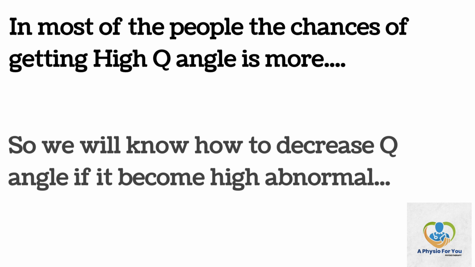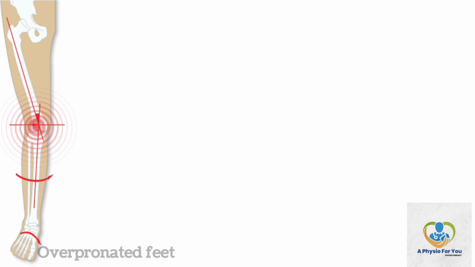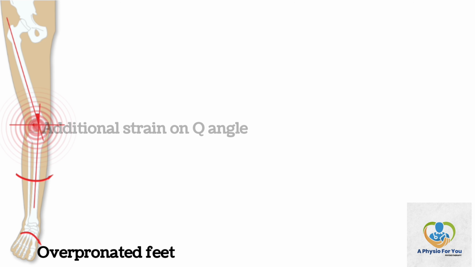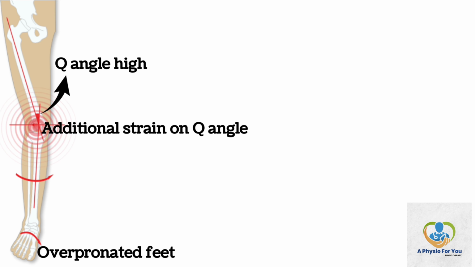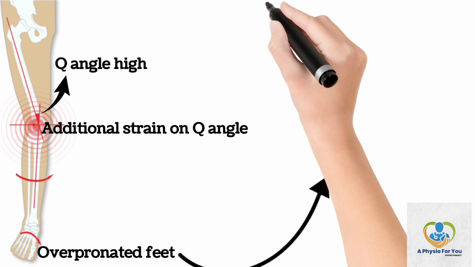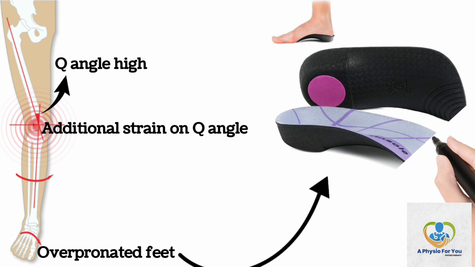So we will learn how to decrease the Q angle if it becomes abnormally high. Having overpronated feet also places additional strain on the Q angle and makes it high. So the first step is to prevent or correct the overpronation using orthotics.